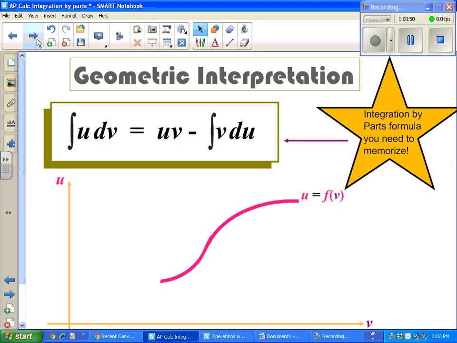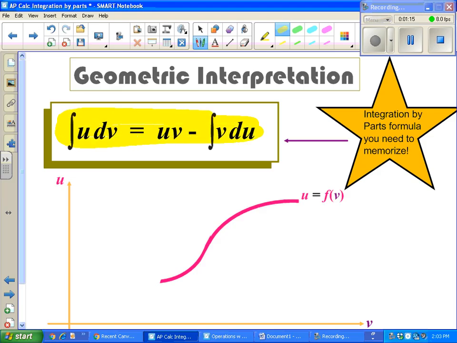Okay, I found a resource where someone went to the trouble of making a PowerPoint slide presentation to show their students the geometric interpretation of what you're actually doing, or how integration by parts actually came up. What you need to memorize, and what we're going to be using continually in this lesson, is this right here.